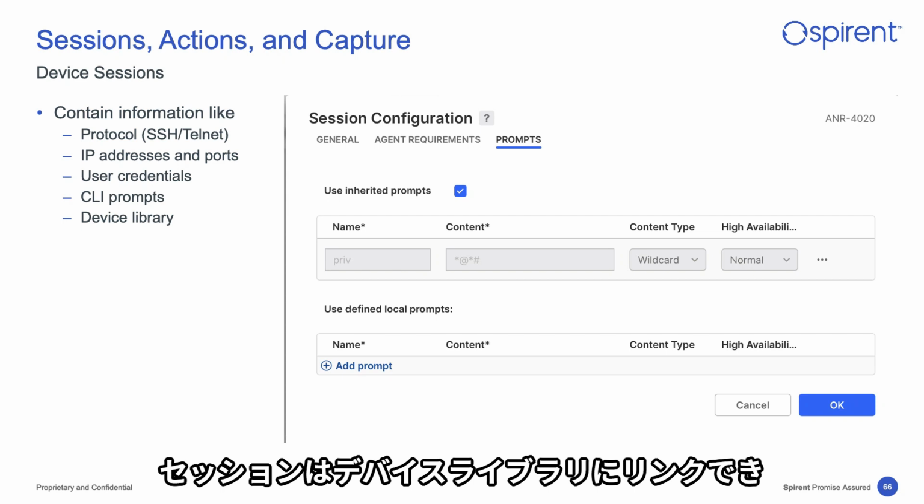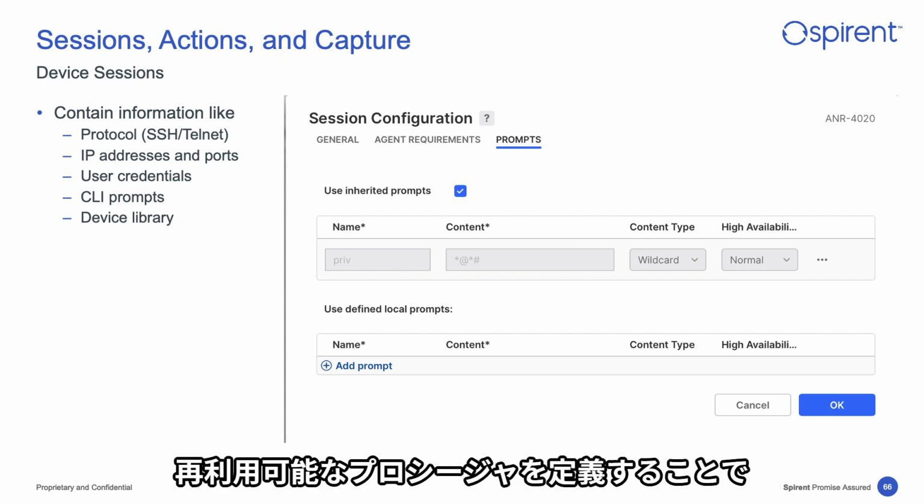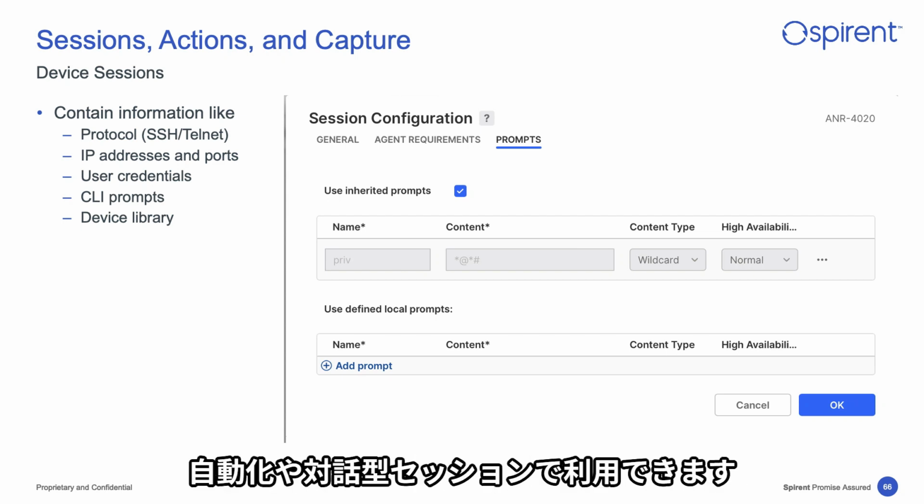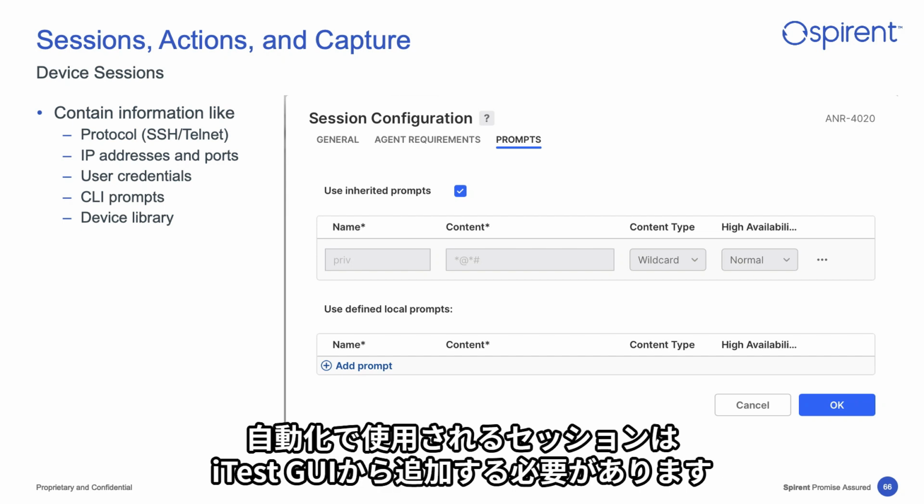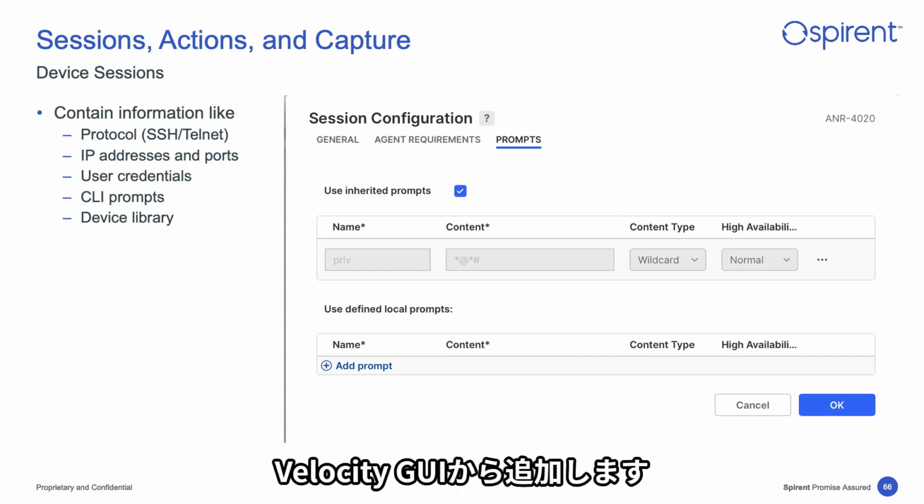Sessions can link to device libraries where reusable procedures can be defined for use in automation and as actions in interactive sessions. Sessions used by automation must be added from the iTest GUI. Interactive sessions must be added from the Velocity GUI.